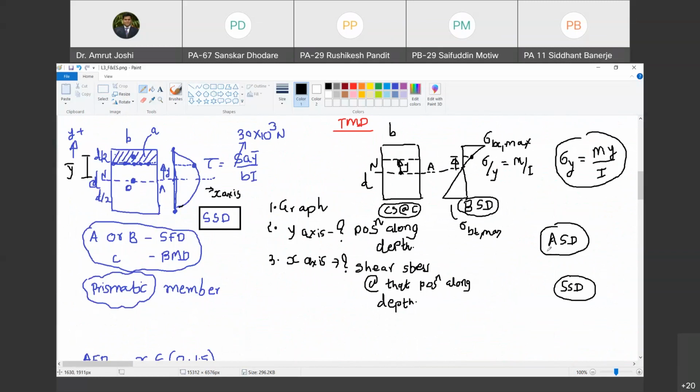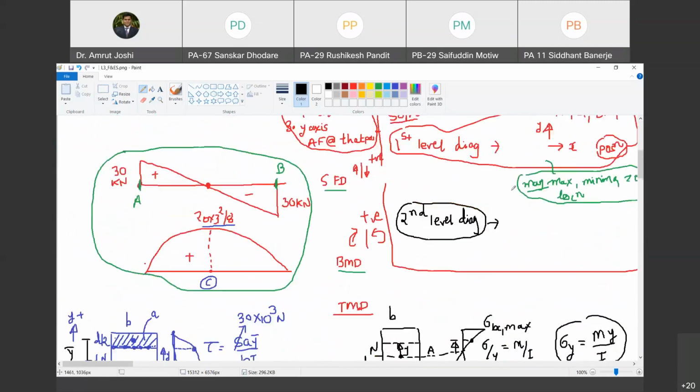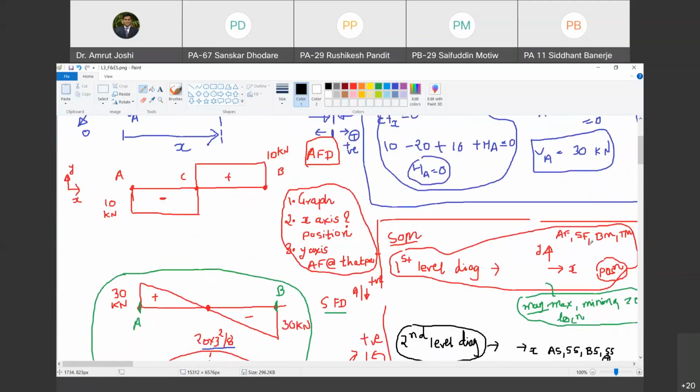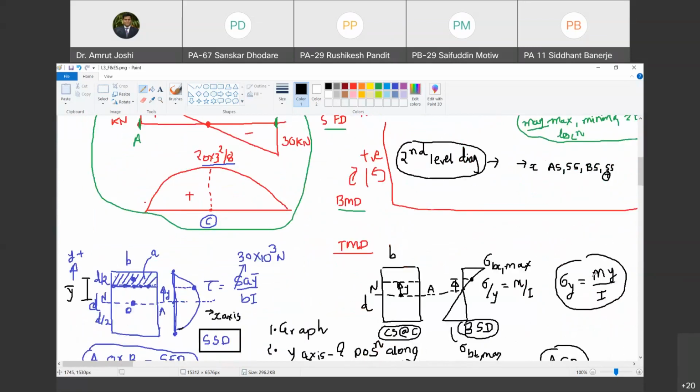Yes, sir. So these are the second level diagrams. What are second level diagrams? On the x-axis, we plot either axial stress, shear stress, bending stress, or shear stress due to torsion. So on the x-axis, we are going to plot stresses. In first level diagrams, we were plotting forces. In second level diagrams, we are plotting stresses.